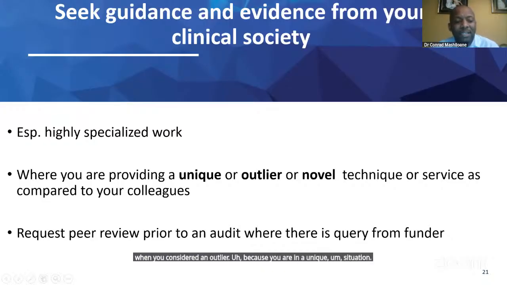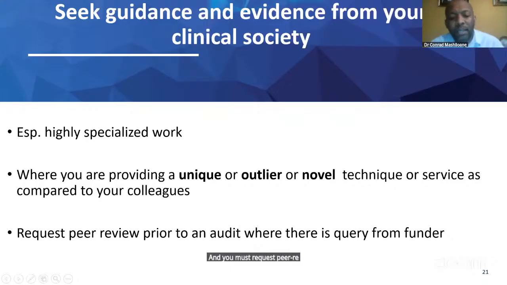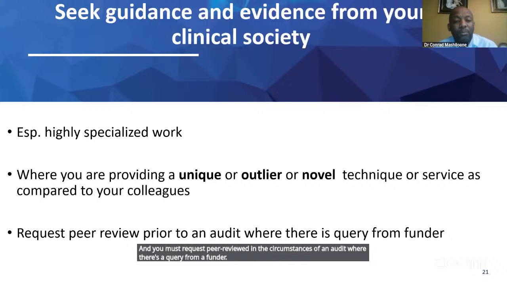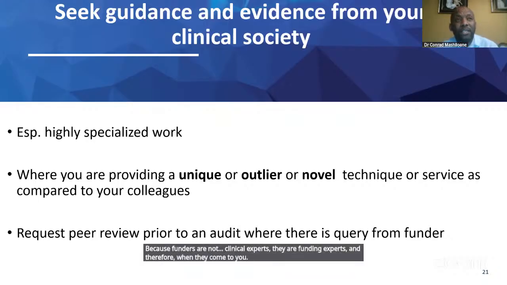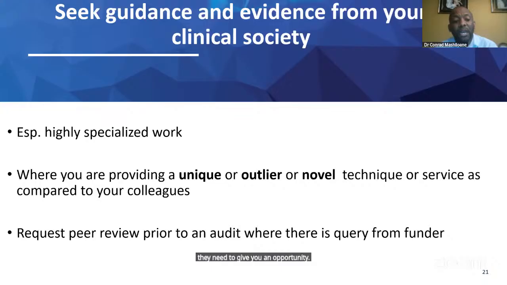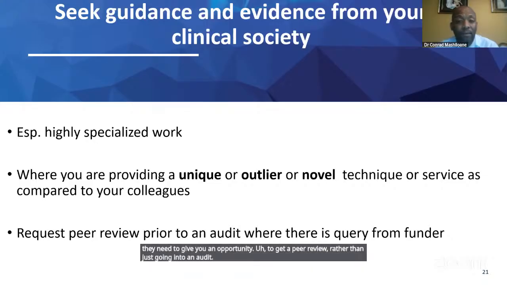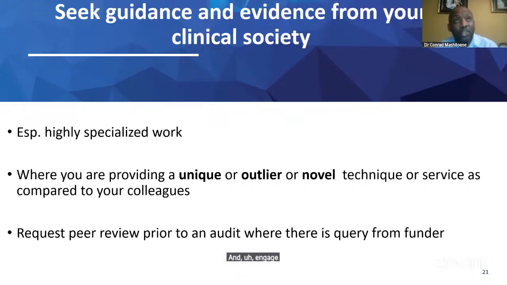And you must request peer review in the circumstances of an audit where there's a query from a funder, because funders are not clinical experts, they are funding experts. And therefore, when they come to you, they need to give you an opportunity to get a peer review rather than just going into an audit and engaging in very complex issues with administrators.